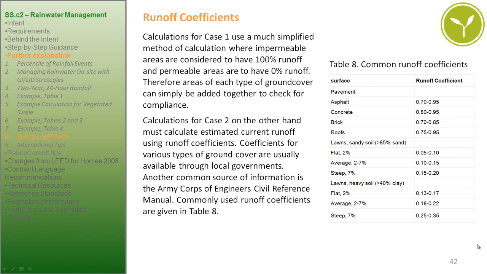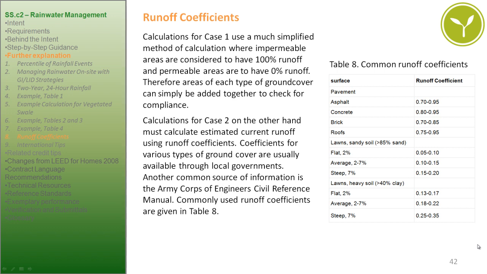Calculations for case 2, on the other hand, must calculate estimated current runoff using the runoff coefficients. Coefficients for various types of ground cover are usually available through local governments. Another common source of information is the Army Corps of Engineers Civil Reference Manual. Commonly used runoff coefficients are given in Table 8. Table 8, Common Runoff Coefficients.